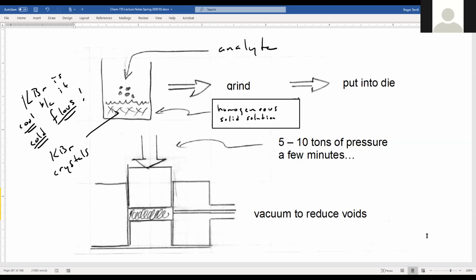So it's also nice and infrared transparent, right? And who can tell me why KBr is IR transparent?